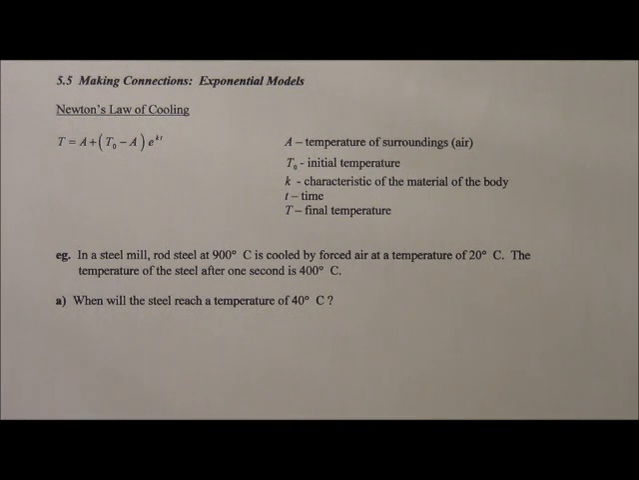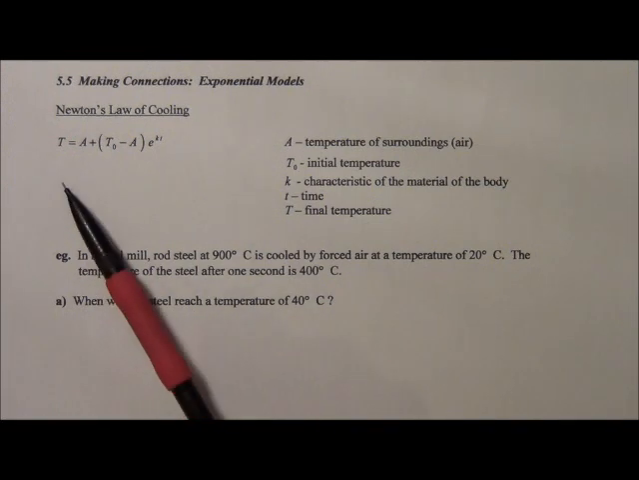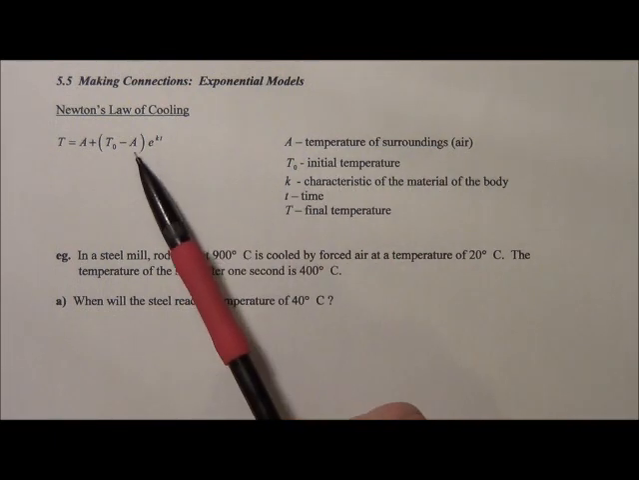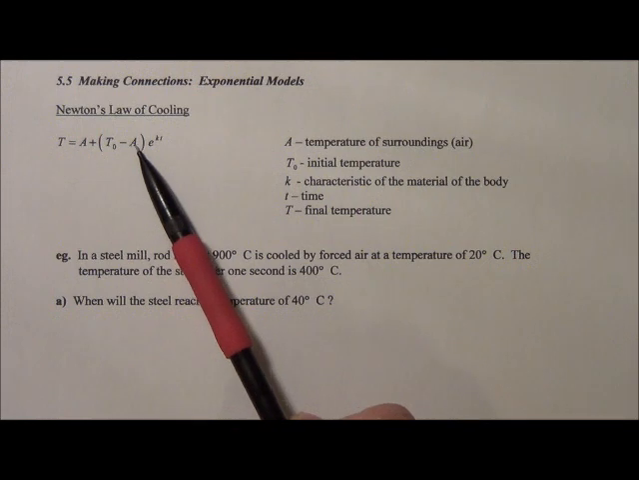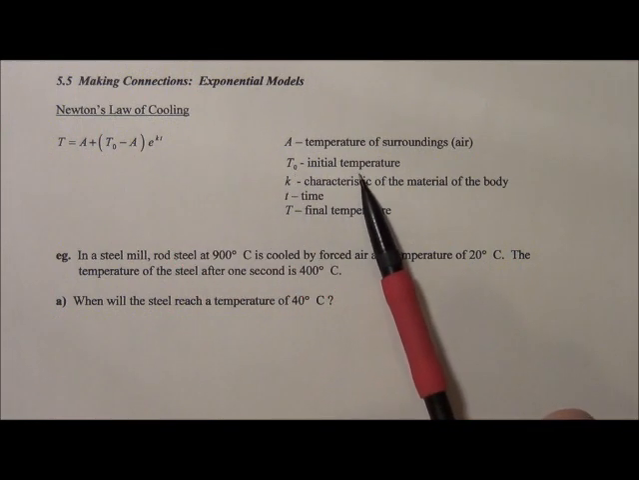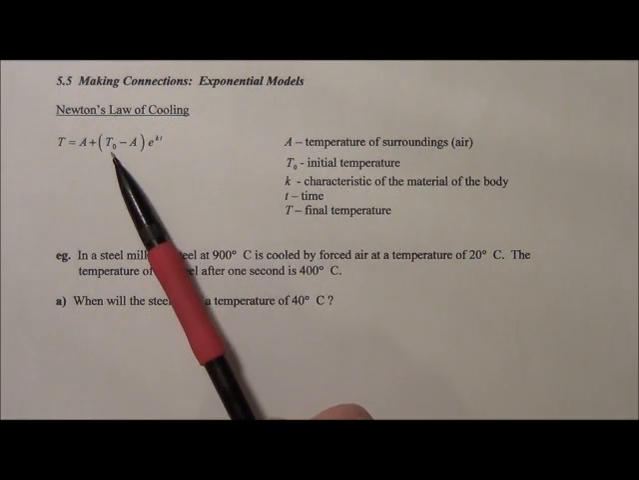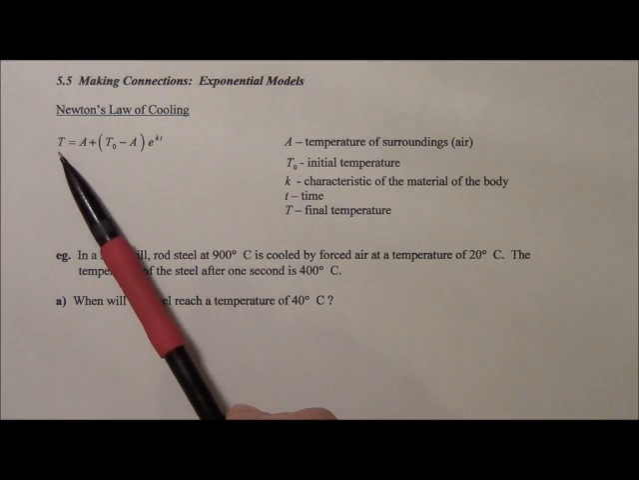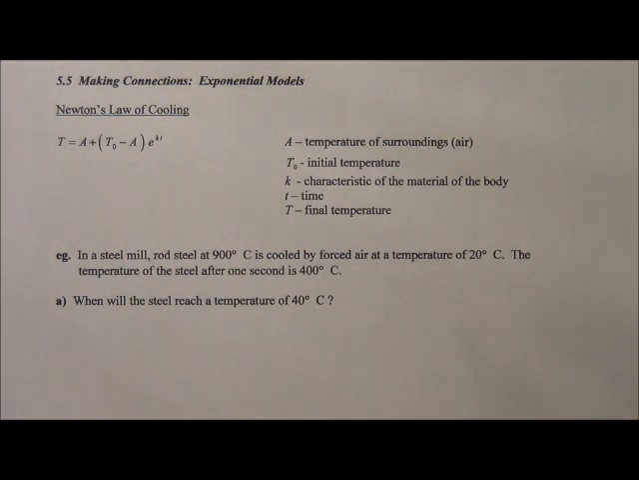The equation for Newton's law of cooling is T equals A plus T naught minus A times e to the kt. A is the surrounding air temperature, or the temperature of the surroundings, which is air. T naught is the initial temperature. K is the characteristic of the material of the body, or the scale factor, if you would. T is the time, and this capital T is the final temperature.